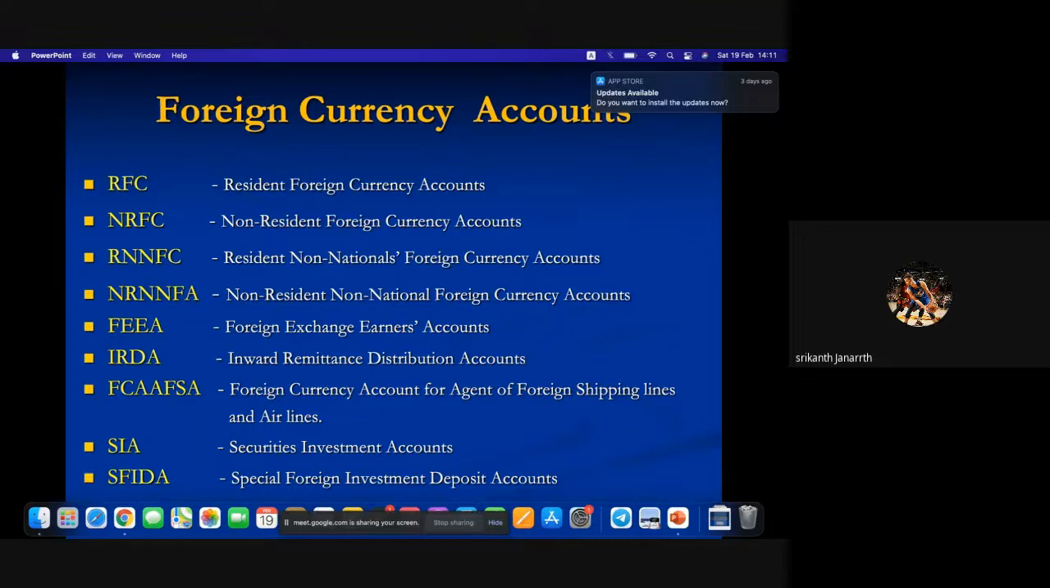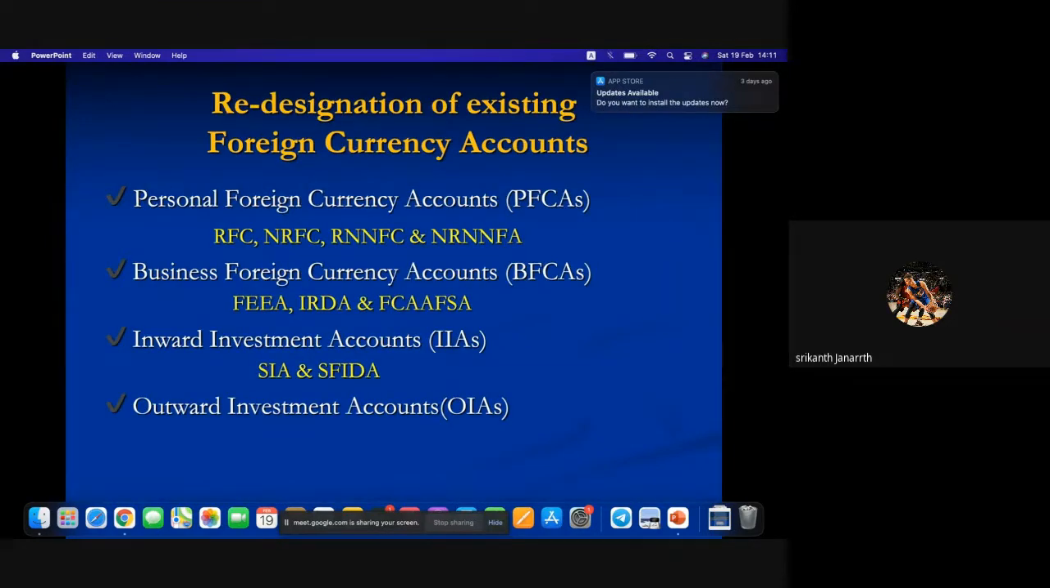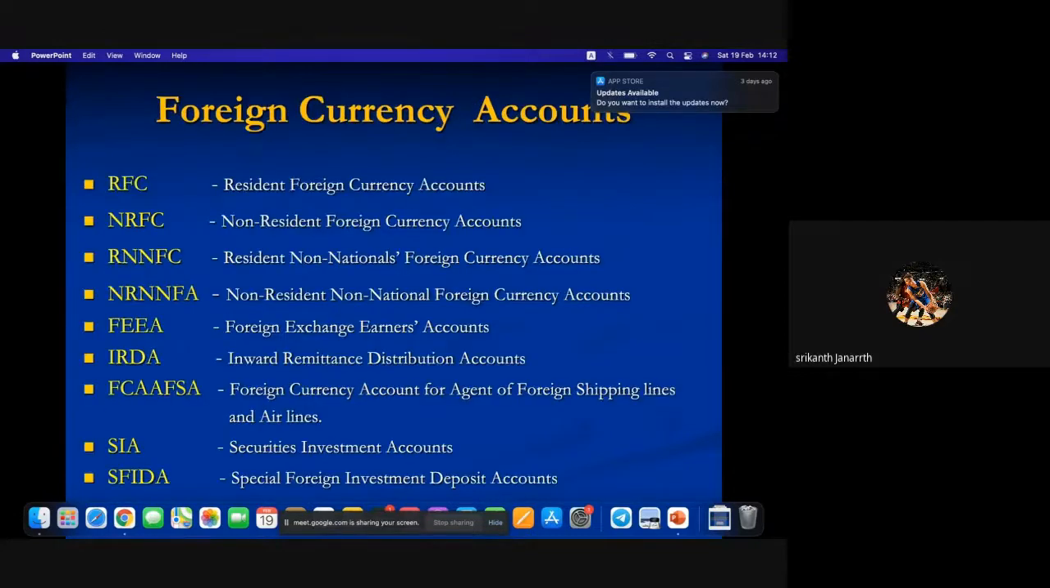So these 4 categories, you can see here, personal foreign currency account. So you can see RFC, NRFC, RNNFC, NRA. All these 4 accounts are treated as personal foreign currency account. You can see under business, they have 3 accounts. PFCA, IRDA. So what does PFCA stand for? Here you can see foreign exchange earners. You have to earn. Those are business. You are earning. Or inward remittance distribution account.